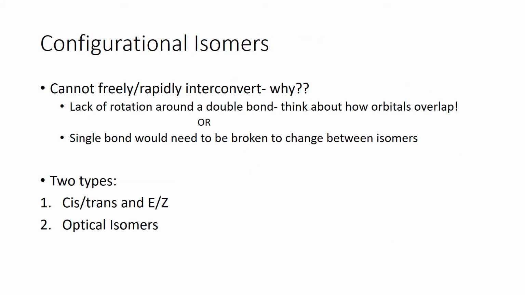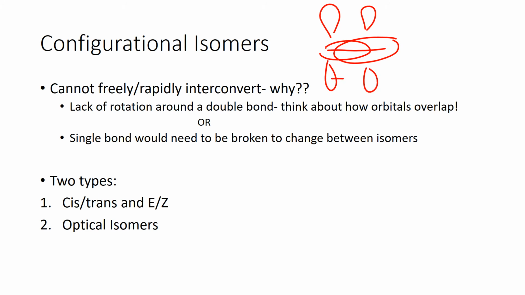Now, configurational isomers cannot freely and rapidly interconvert, and there's two possible reasons. The first is lack of rotation around a double bond. So when we think about how orbitals overlap, if this is my bond axis, the sigma bonds form by direct overlap. But a pi bond is above and below, right? So the overlap is happening here and here. So that kind of locks it in place and doesn't allow free rotation, okay?